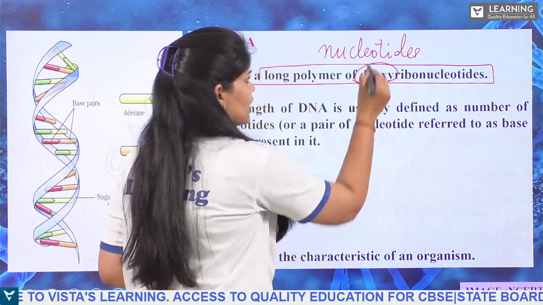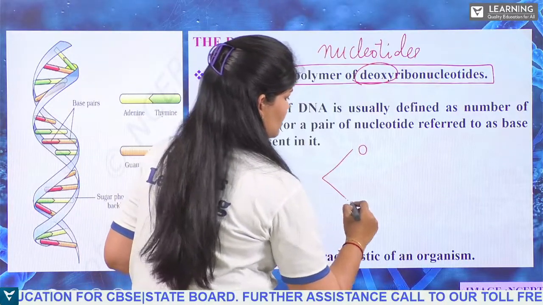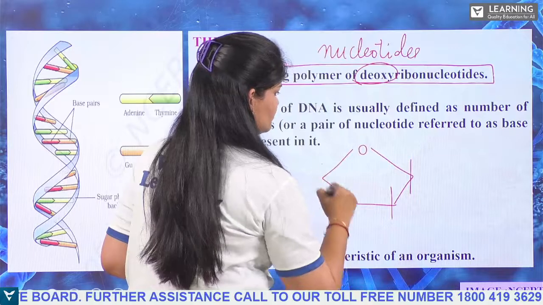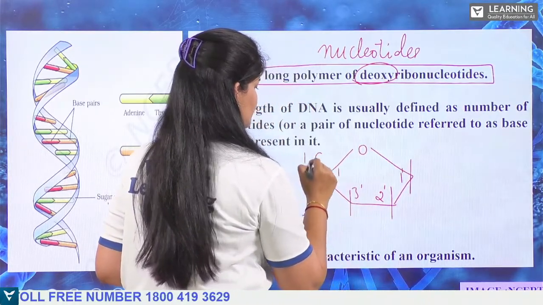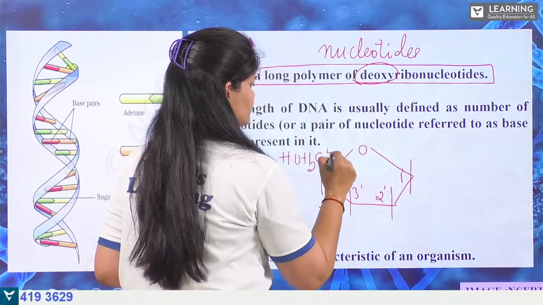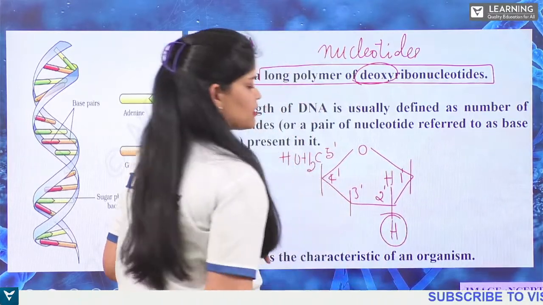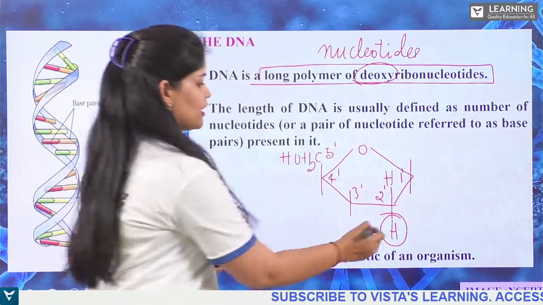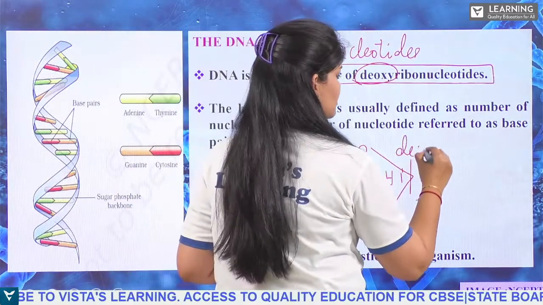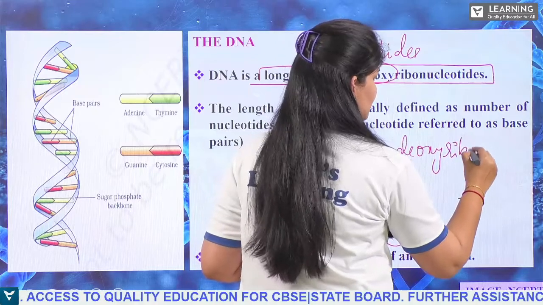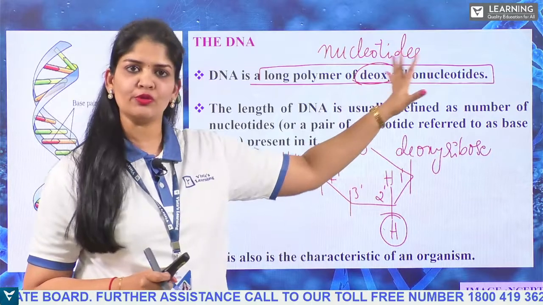Because the ribonucleotide has a sugar, and that sugar is a pentose, ribose. At the second position, it lacks oxygen. That is why we consider it a deoxyribose. Deoxyribose sugar is present in the nucleotides of DNA. That is why we call them deoxyribonucleotides.